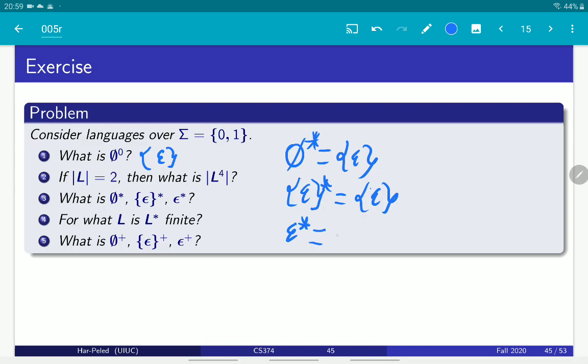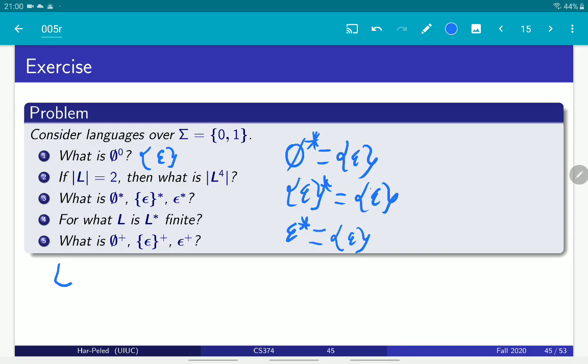So, in reality, without being too holy, this is going to be the set containing only the empty string. But why this epsilon star expression makes any sense, we will have to wait and see when we speak about regular expressions.